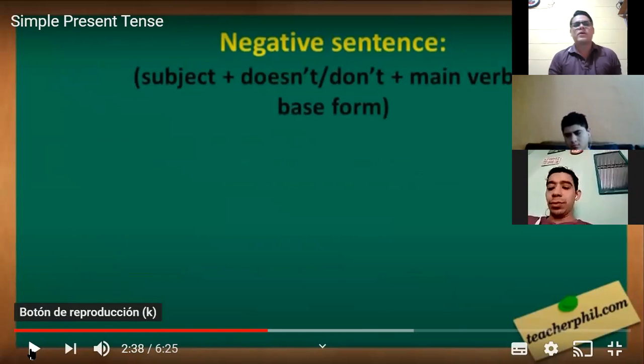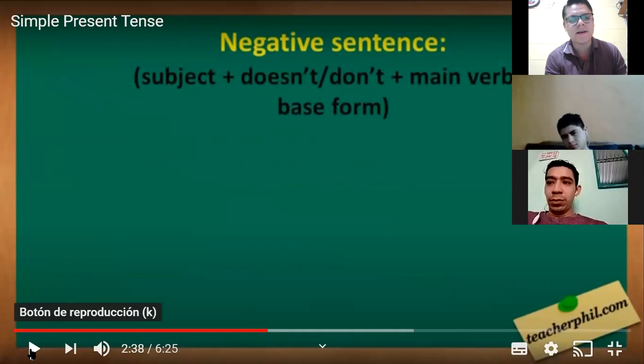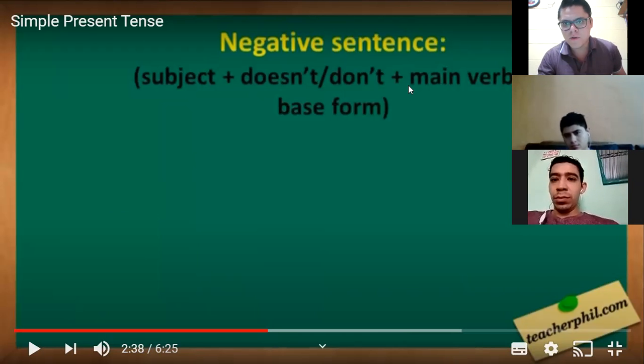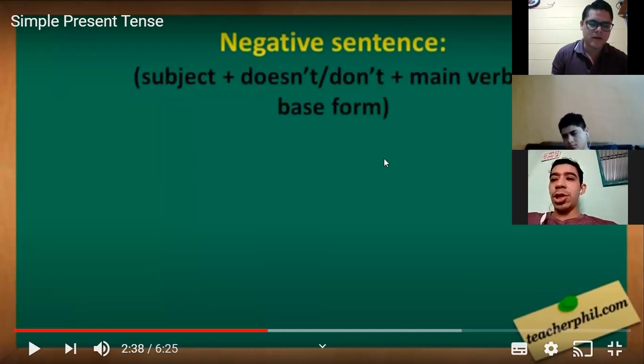Okay, so what I was telling you guys is that this is the structure that we use for negative sentences, right? We use the subject, we use the auxiliary doesn't or don't, but it depends on the subject you're using. So when are you gonna use doesn't, and when are you gonna use don't? Doesn't is for he, she, it.